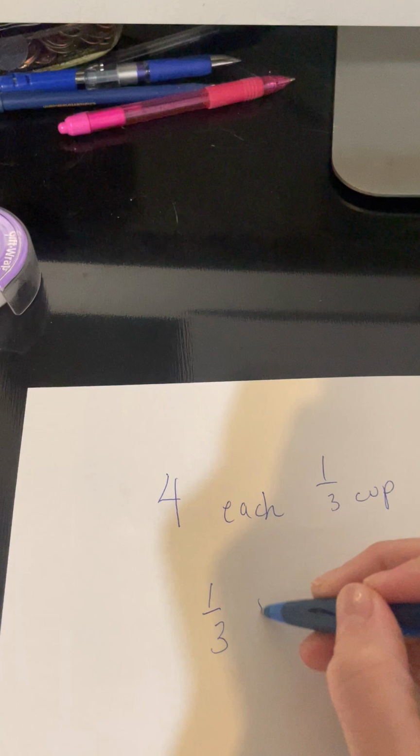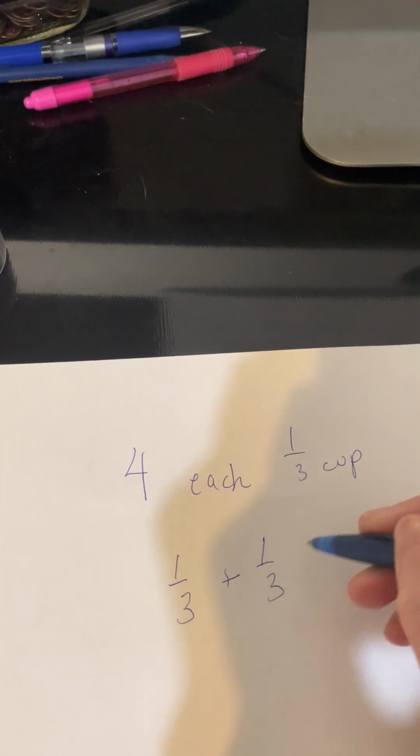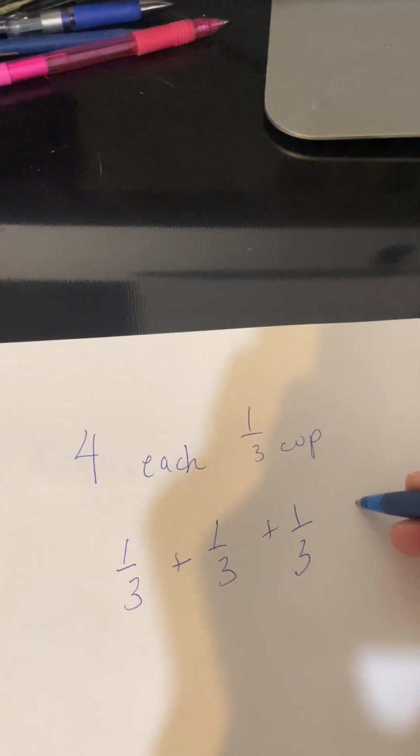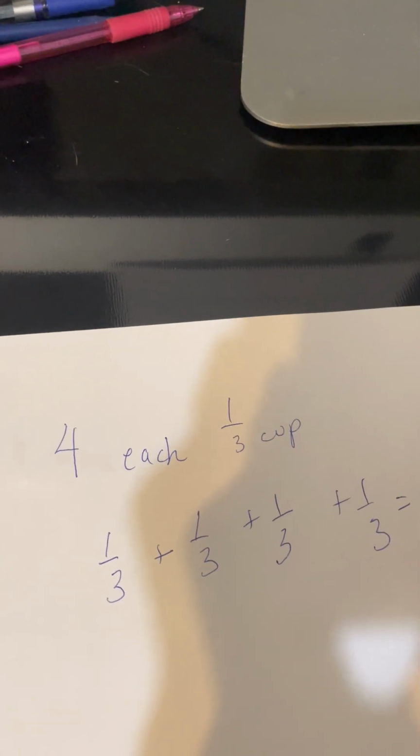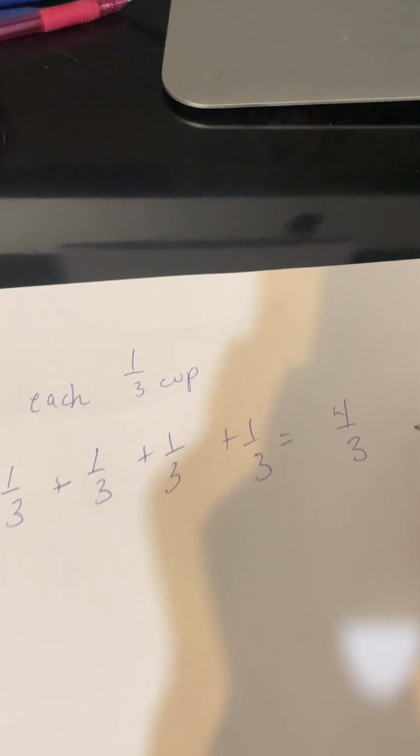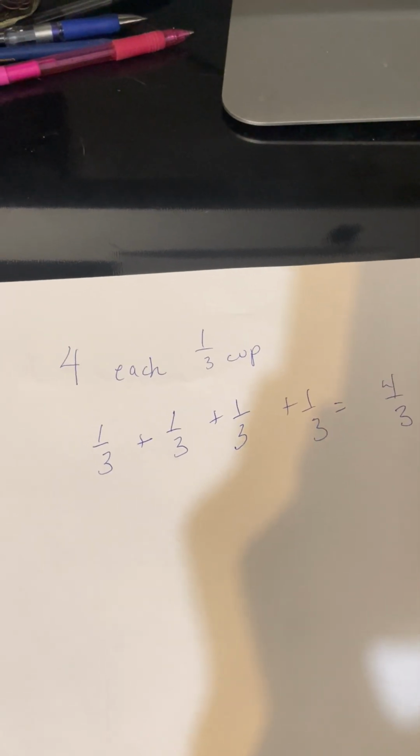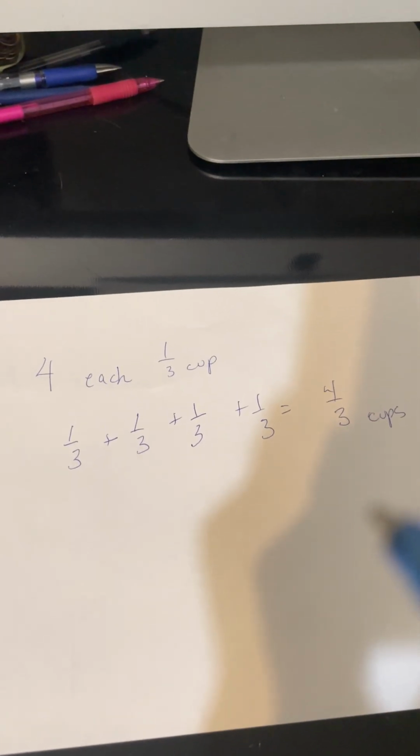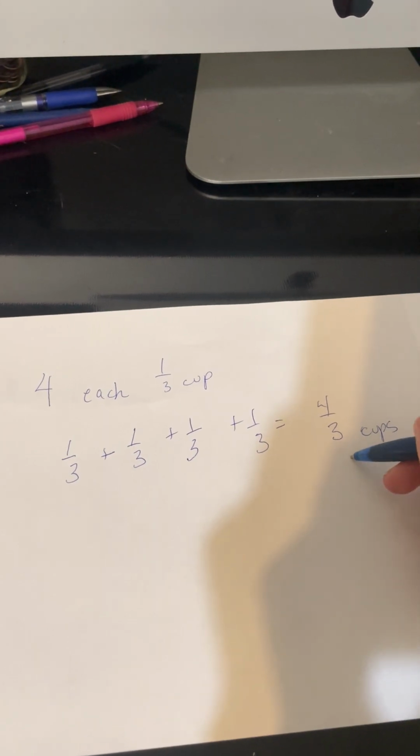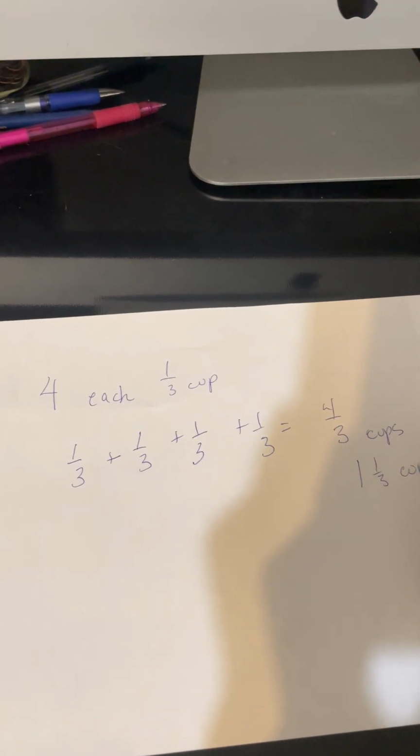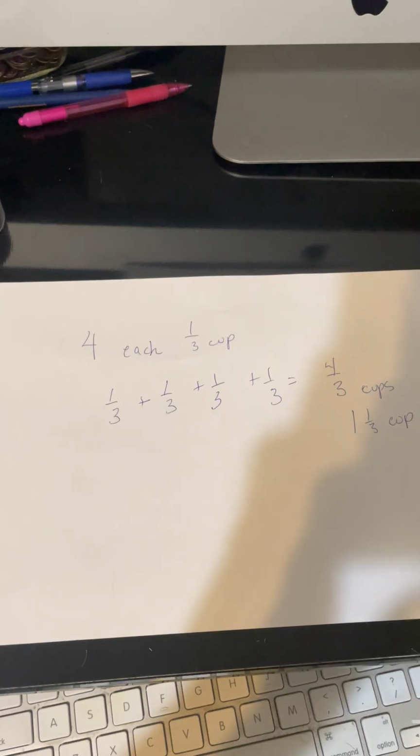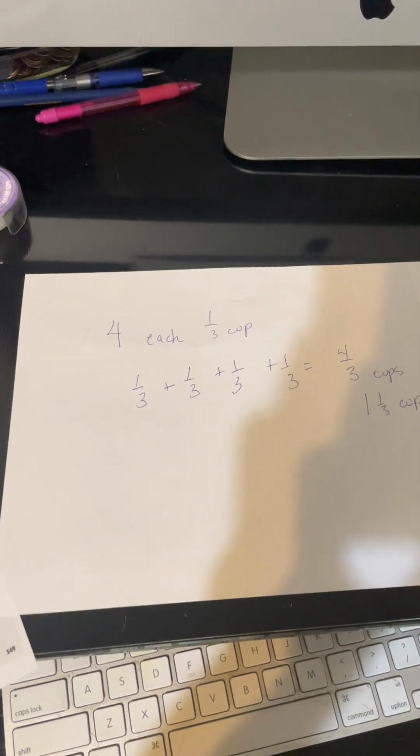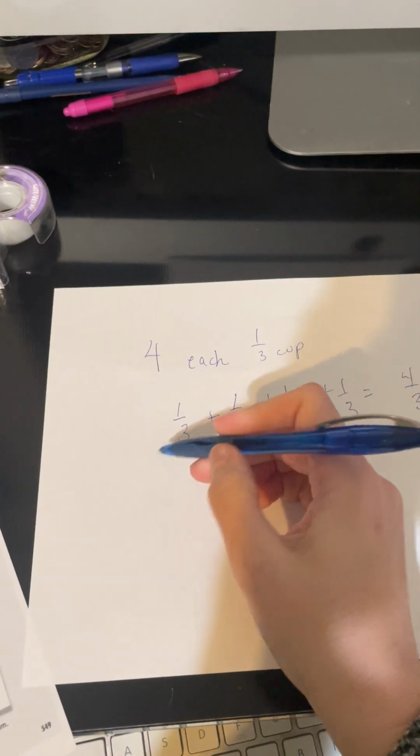Yesterday we showed we could use addition, repeated addition. So 1/3, 1/3, 1/3, and 1/3, which means 4/3 cups of juice. You know that 4/3 cups of juice means 1 1/3 cup. So if 4 people each got 1/3 cup of juice, that is 4/3 cup, or 1 1/3. How else can we write that?